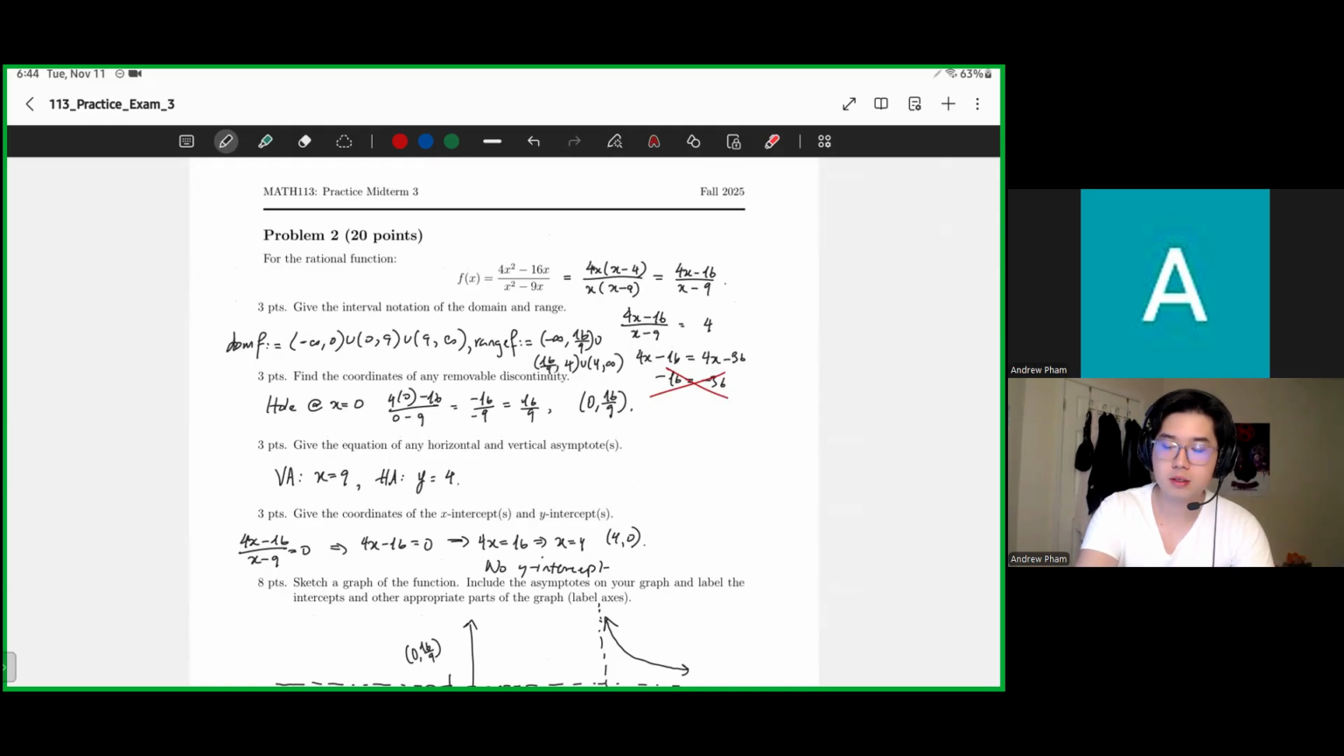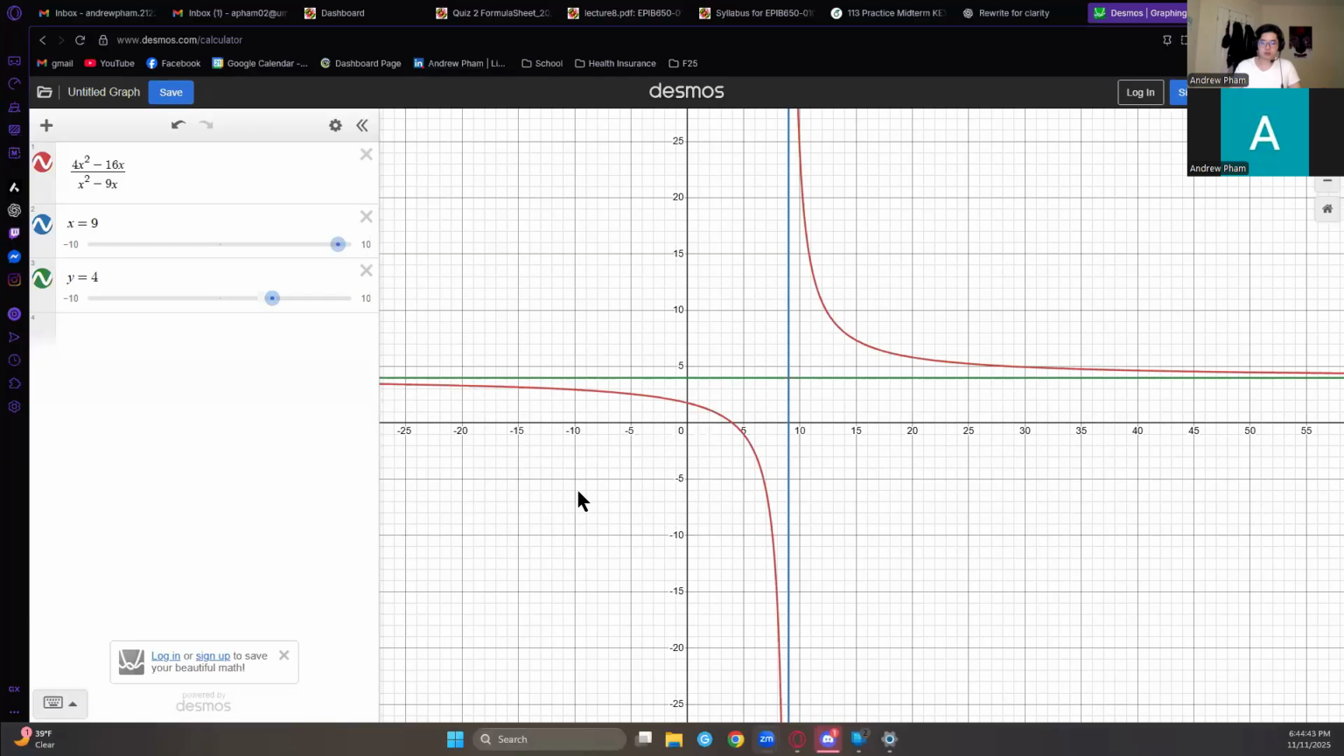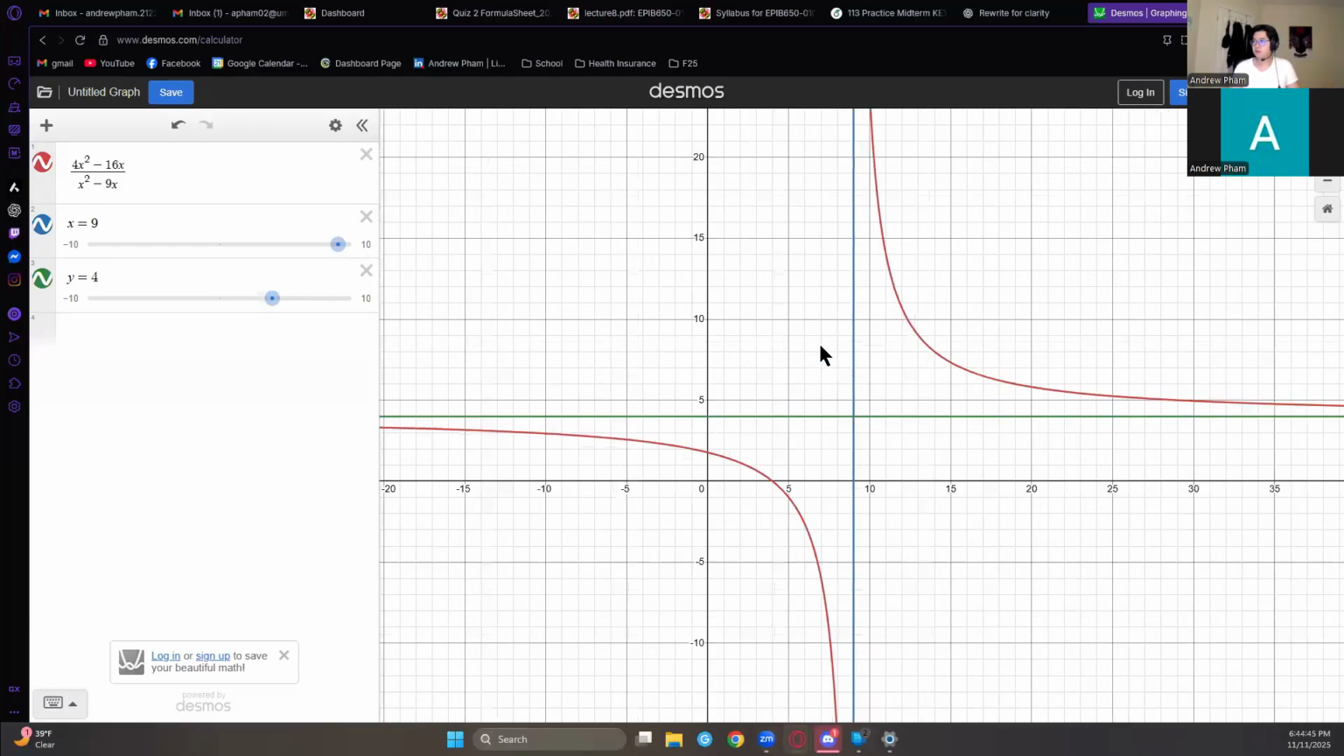x squared minus 9x minus 16x. x equals 9 and y equals 4. Okay, so if I share my screen, this is what you should see for the graph.